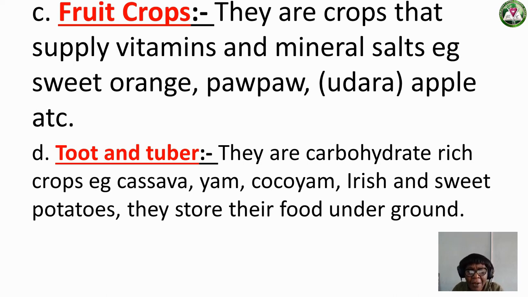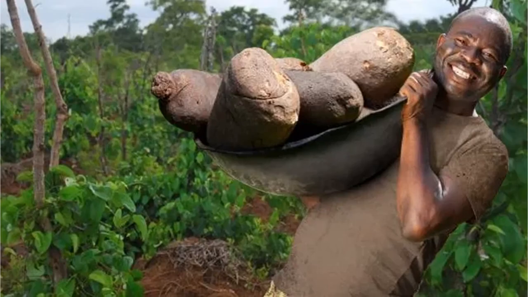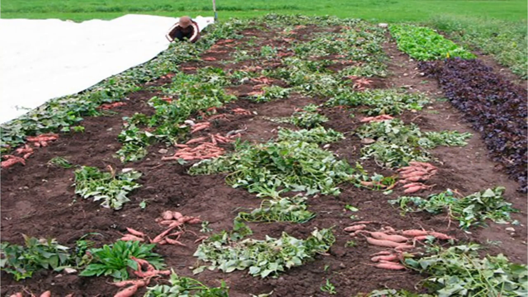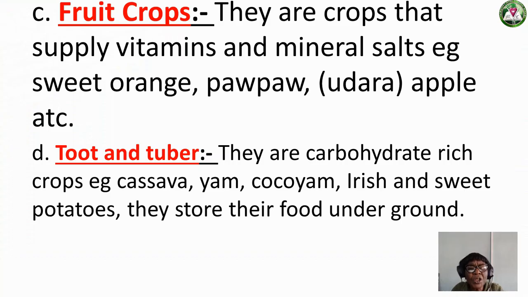Then we have the next group, the roots and tubers. The roots and tubers are rich in carbohydrates. Typical examples, you are very familiar with them: the cassava, the yam, the cocoa yam, the Irish and sweet potatoes. They store their food under the ground. The roots and tubers.